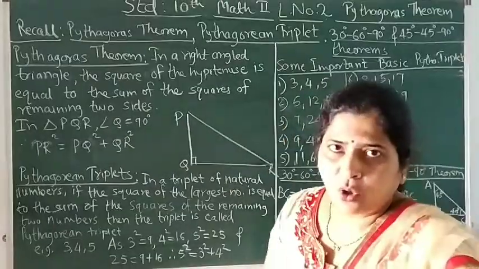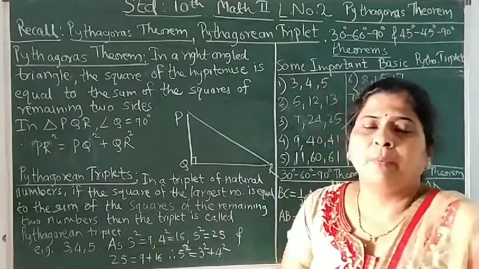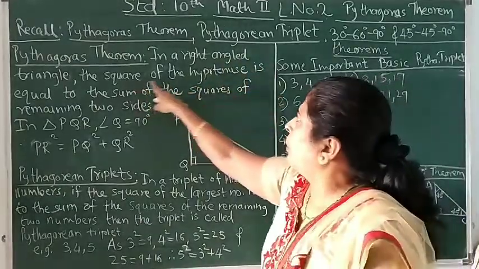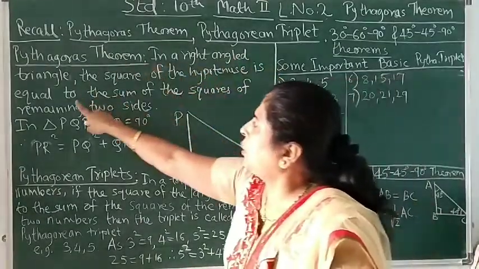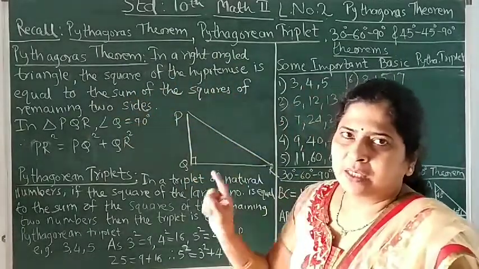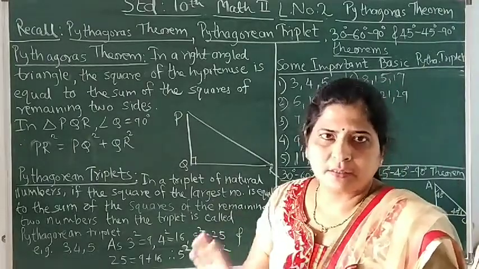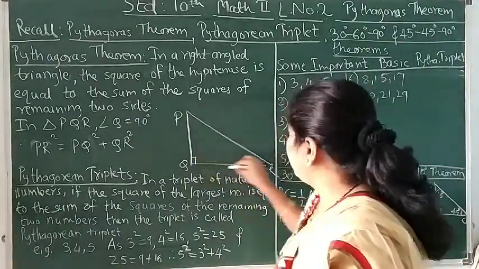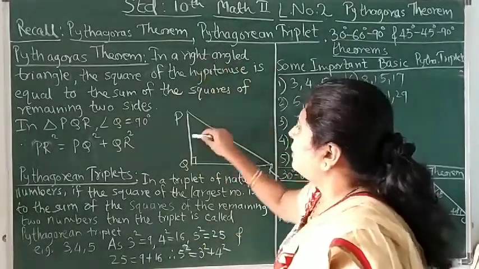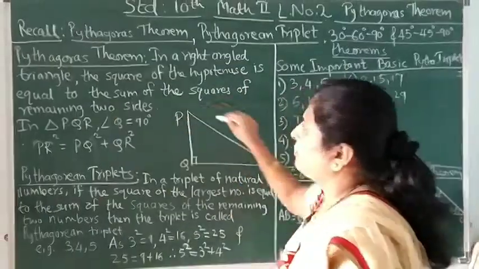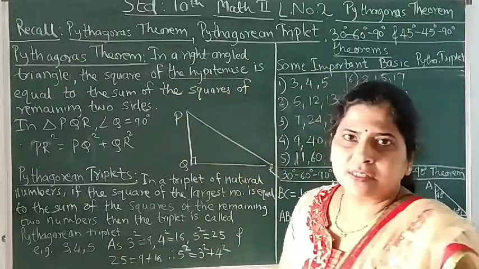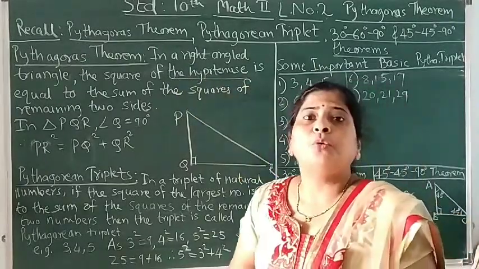Now let's recall what was the Pythagoras Theorem which we came across in Standard 7th. In a right angle triangle, the square of the hypotenuse is equal to the sum of the squares of the remaining two sides. Let's take an example and understand this statement. In triangle PQR, suppose angle Q is 90 degrees, so this is a right angle triangle. In a right angle triangle, say PQR, the square of the hypotenuse. What is the hypotenuse? Hypotenuse is nothing but the side opposite to the right angle.